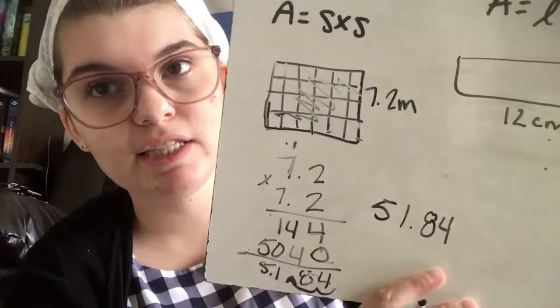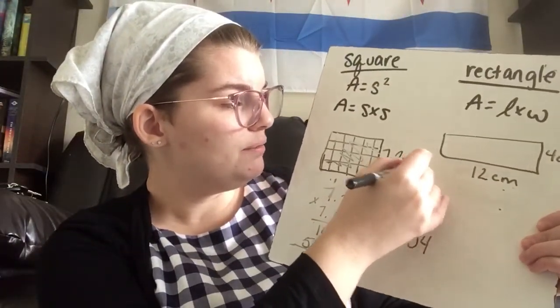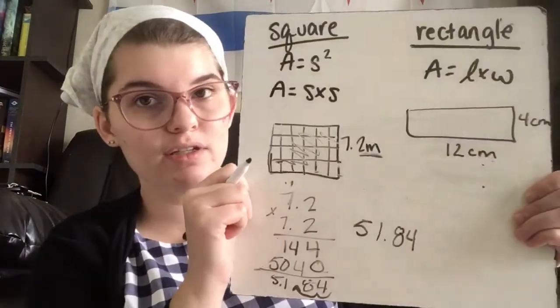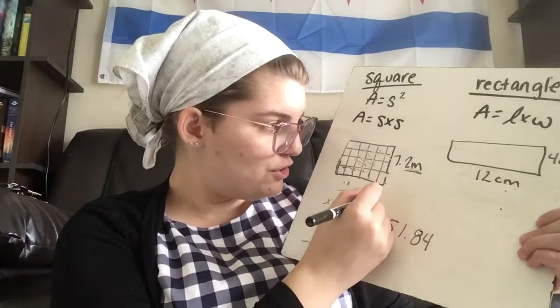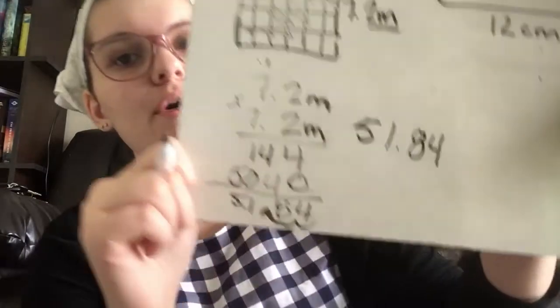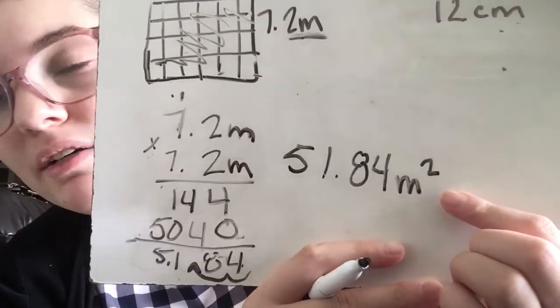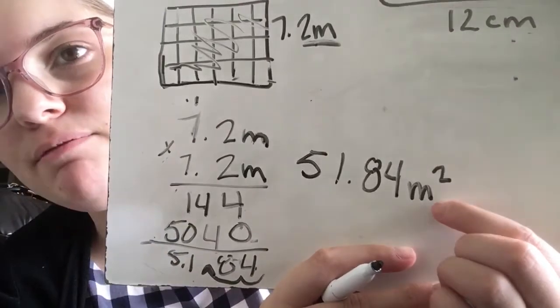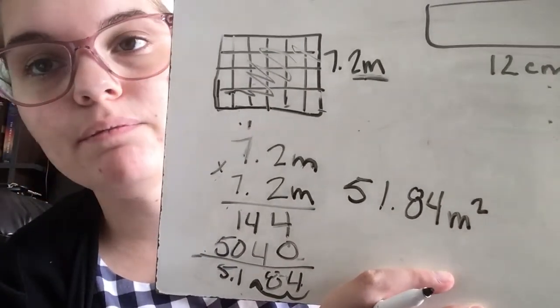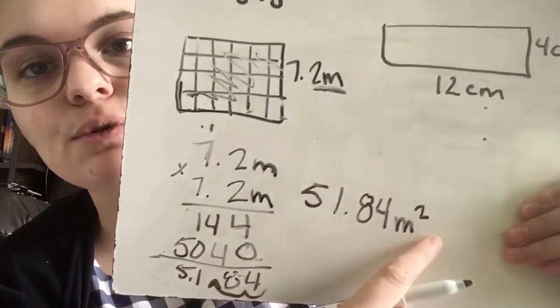So when you're multiplying these things, you're also multiplying the unit. So what it really looks like is 7.2 meters times 7.2 meters. And when you times meters by itself, it's meters squared. Remember, when you times something by itself, it's squared. So make sure this is our unit of measurement for area. Whatever unit it gives you, squared. So please make sure that you include that in your answer.